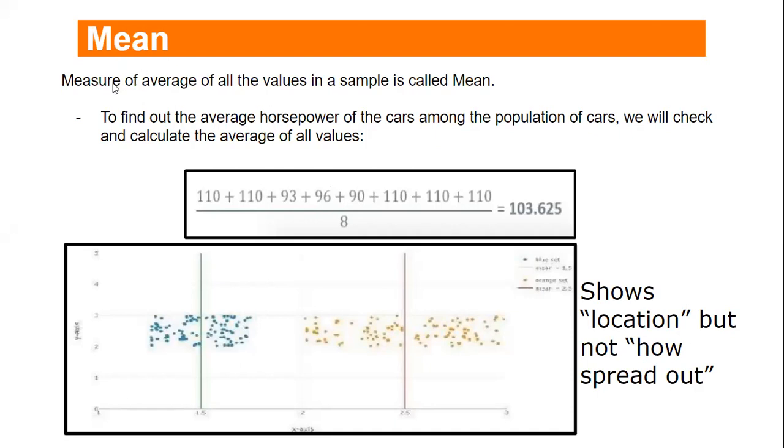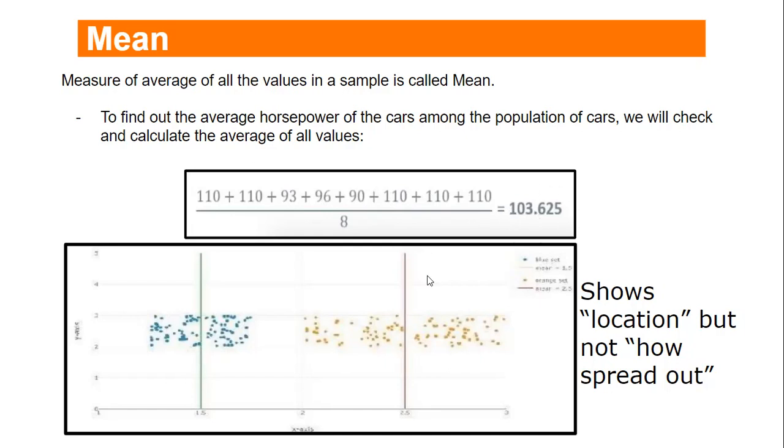So here, the mean, which is a measure of the average of all the values in a sample, is called the mean. Average of all the values in a sample. When we are finding the mean, we are including all the observations, right? I have shown you previously that the mean includes all the observations, right? So here, this is my mean.